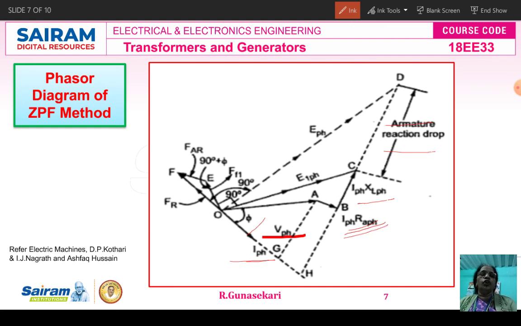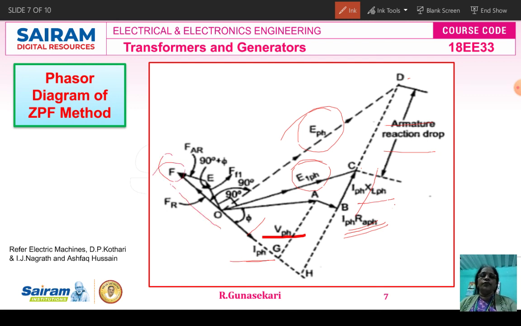Then you can join OD, we get the E naught. E naught or E phase both are the same. And then BC represents the armature leakage reactance drop. You can join OC, we get the E. E or E1 phase both are the same. Then you can draw the MMF, that is the F, that is the OF.